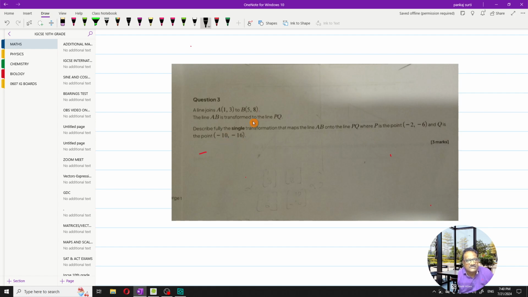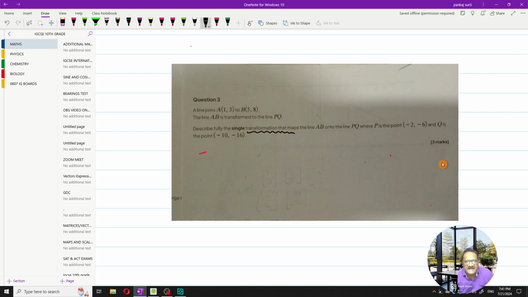Okay, so basically he's saying that there are these 4 points he has already given, A, B, P and Q. So these 4 points we are going to plot on the graph paper, and we are going to join AB and PQ so that we get these two lines, and we are going to check what kind of transformation has taken place, or how AB is transformed to PQ. So we have to basically name the transformation that is taking place. So that is the question.